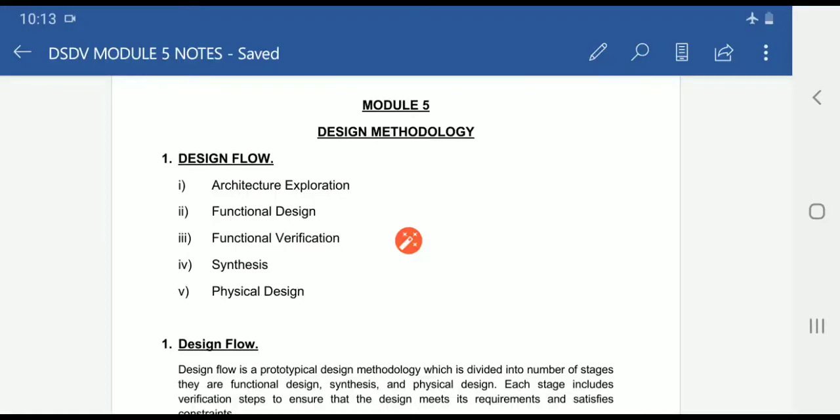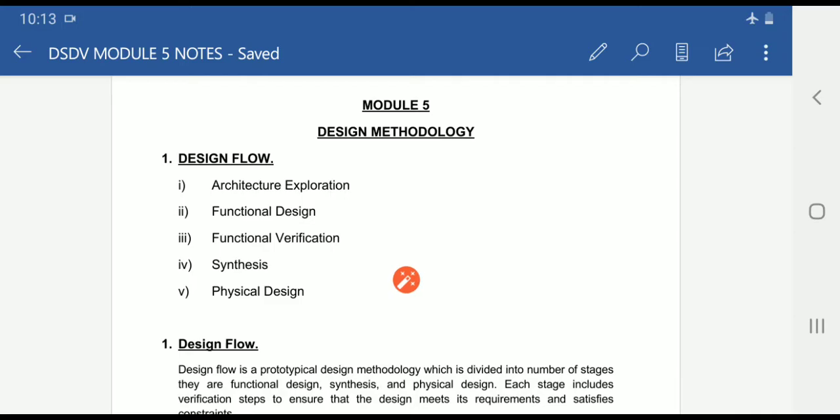So now we will start with the next module, that is module 5. Module 5, design methodology. In that the topic is design flow. In that the subtopics are architecture exploration, functional design, functional verification, synthesis, physical design.